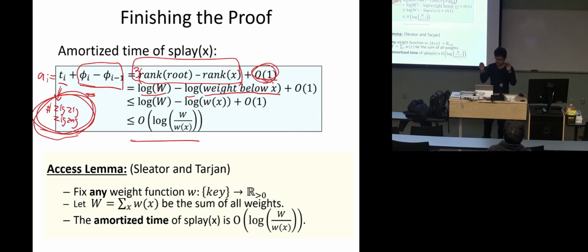But you see, the most important thing in this analysis is that although you would do zig-zig and zig-zag many times, the potential will decrease proportionally to that number of zig-zig and zig-zag steps. So that cost just cancels, and the amortized cost is then small. Okay.